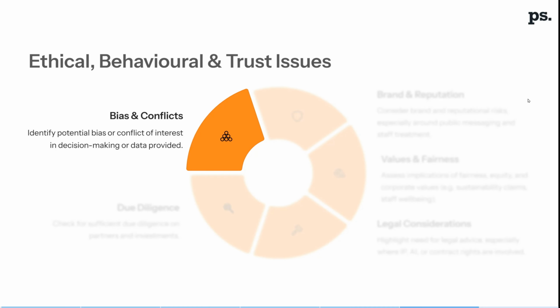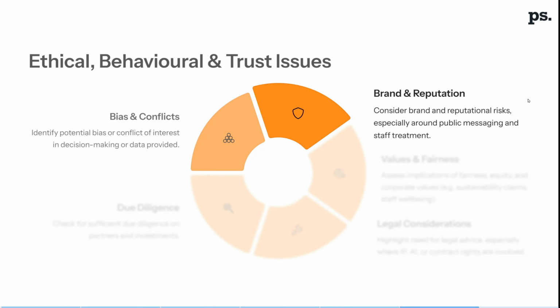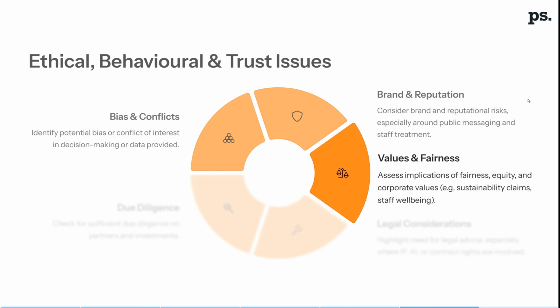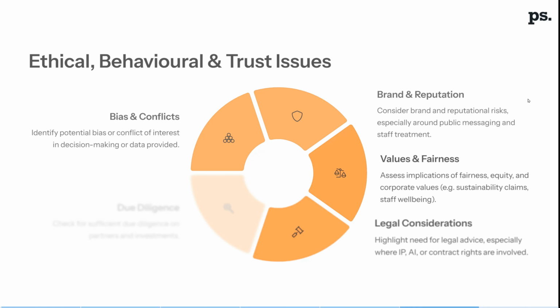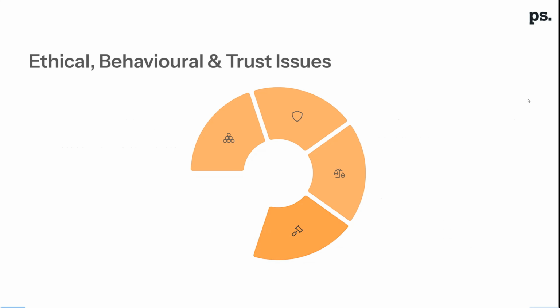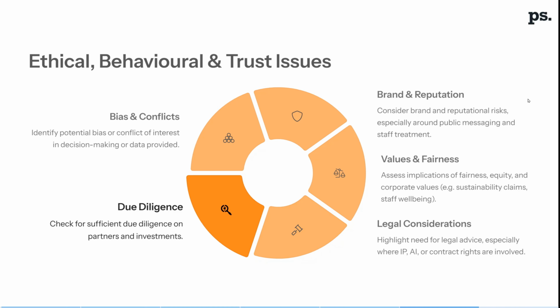So look at bias and conflicts. Identify potential bias or conflicts of interest in decision-making or the data provided. Brand and reputation. Consider brand and reputational risks, especially around public messaging and staff treatment. Values and fairness. Assess the implications of fairness, equity, and corporate values. For example, sustainability claims, staff well-being. Legal considerations. Highlight the need for legal advice, especially where there's any intellectual property, IP, artificial intelligence, AI, or contract rights involved. Due diligence. Check for sufficient due diligence on partners and investments.